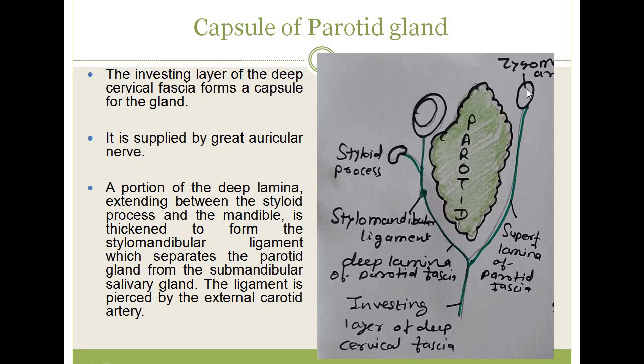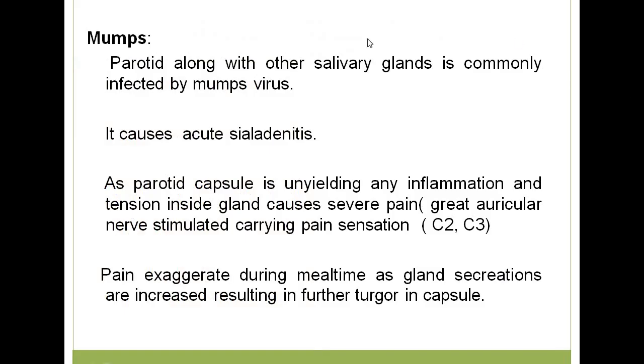So here you can see, this is the lateral side, the zygomatic arch, this is the external acoustic meatus, here is the styloid process. Now the investing layer of deep cervical fascia splits into two layers, superficial lamina and deep lamina, and they are attached to this bony structure, and in between there is the parotid gland. So this is forming the capsule of the parotid gland. Now the importance of this capsule is that it is unyielding and it is supplied by the great auricular nerve.